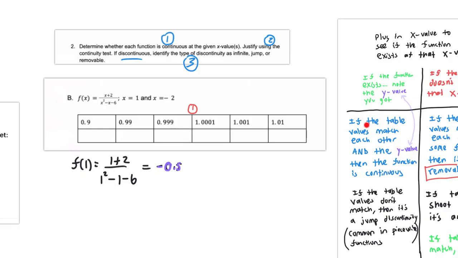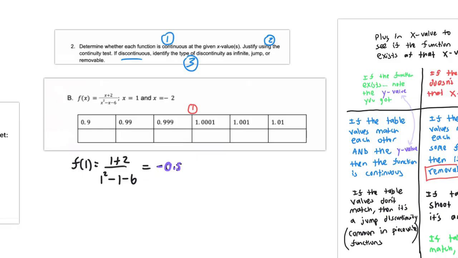Let's see if the table values match each other. We're going to fill in these values using a calculator. This is just a matter of plugging in 0.9 for x and seeing what y value you get, plugging in 0.99 for x, then 0.999, and seeing what y values we get. I'm going to do that right now.